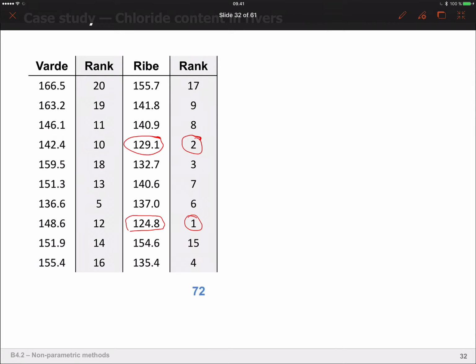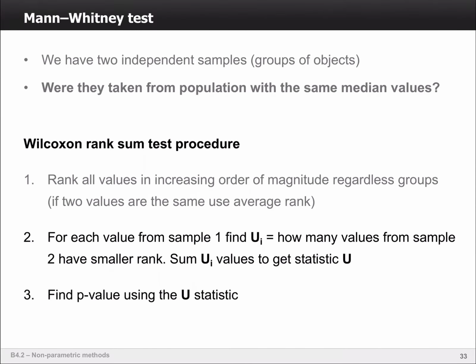Now the next one is the following. It's just a sum of ranks. Take the sample with the smallest sum of ranks. It will simplify the procedure. So the basic sample will be Riba, because it has the smallest sum of all ranks. Now look at what we need to do. We need to take every value from this basic sample and find how many values in the second sample have rank smaller than this one. Okay, let's do it.